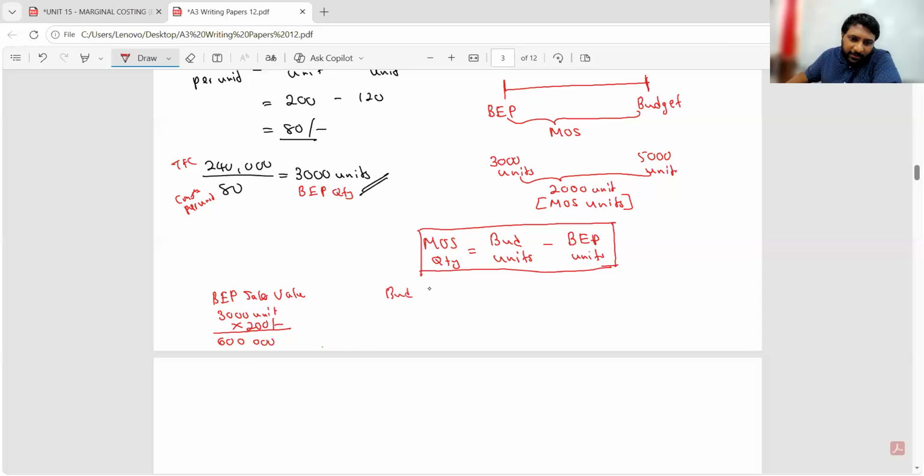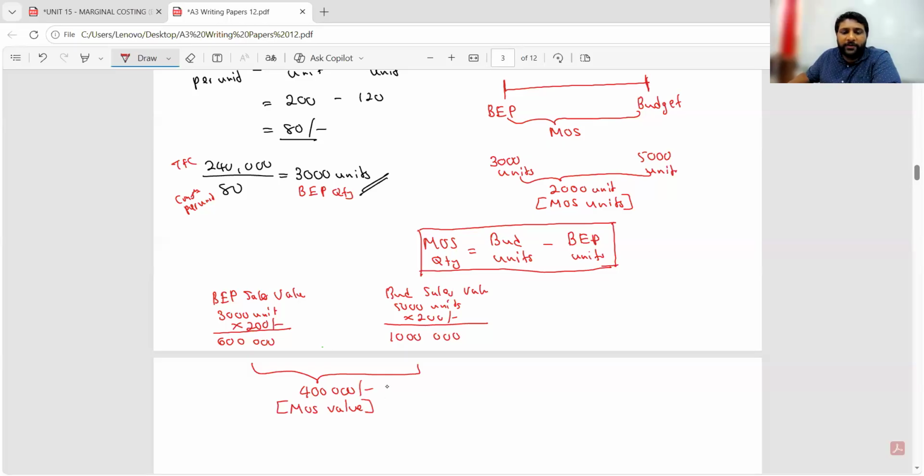Get the budgeted sales value. 5,000 units into 200, 1 million. Then how much is the difference? 400,000. This is the margin of safety value.